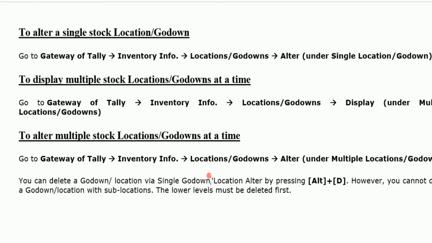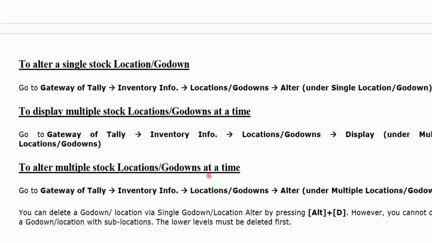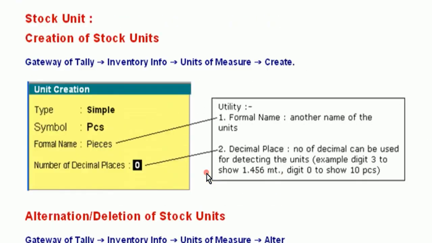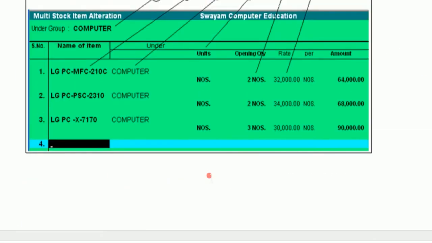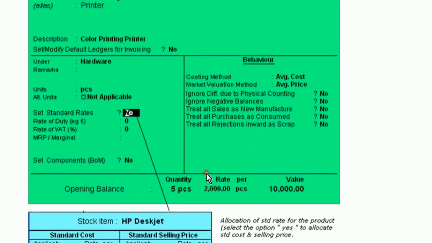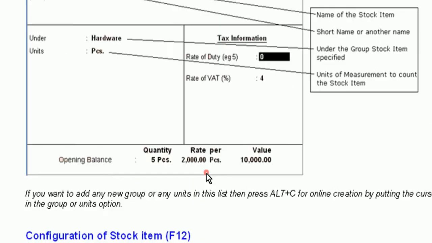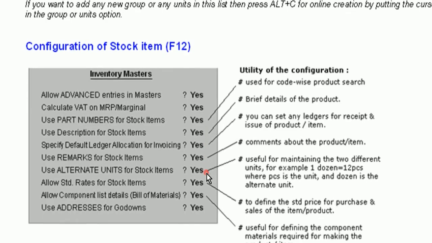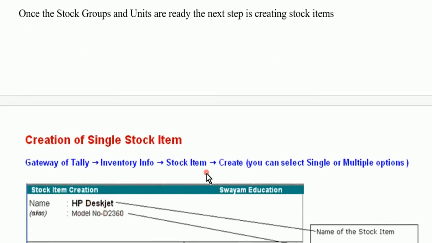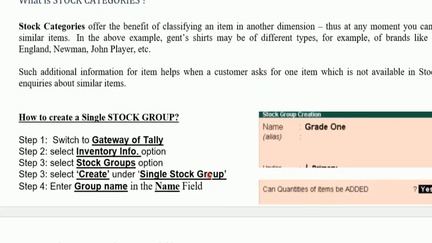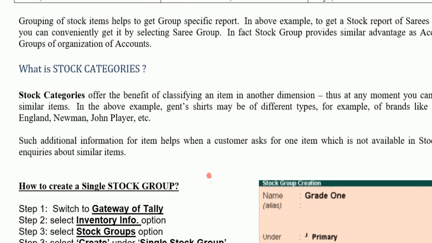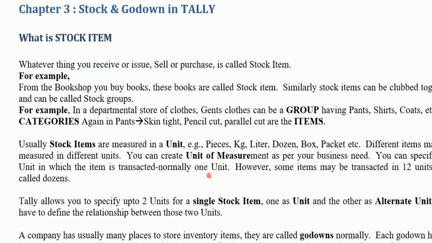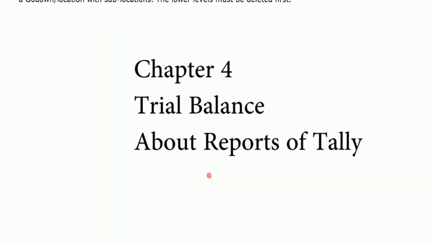So these are the concepts related to godown and even related to inventory. We have seen concepts like simple unit, compound unit, units of measure, then how to configure the stock item, then creation of stock item, creation of stock group, creation of stock category. Okay, all these options in this chapter 3.